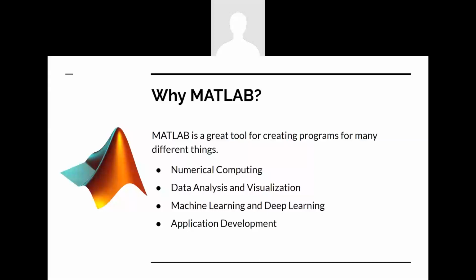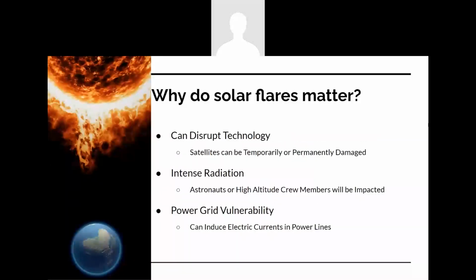So the next one. Why do solar flares matter? The reason why solar flares matter is that they can disrupt technology such as satellites. Strong solar flares can cause disruptions in satellite operations and communication systems. The increased radiation can interfere with satellite electronics, causing temporary malfunctions or even permanent damage to the satellites.